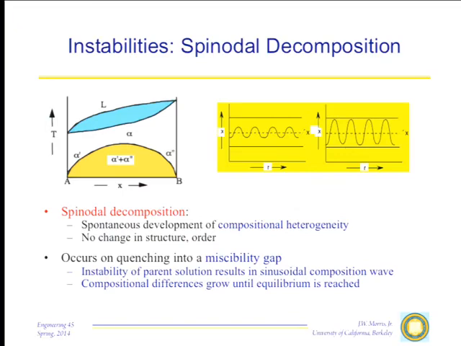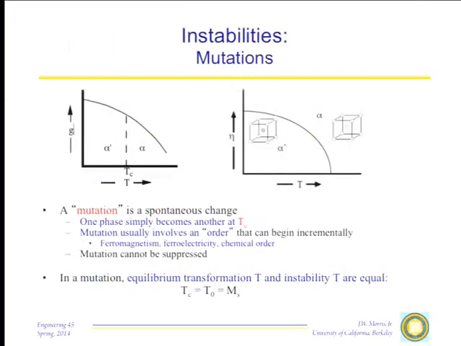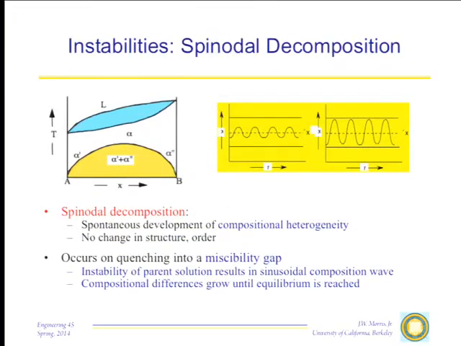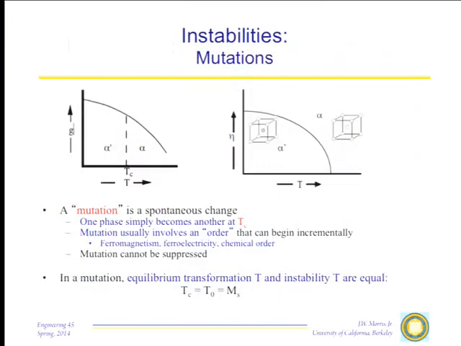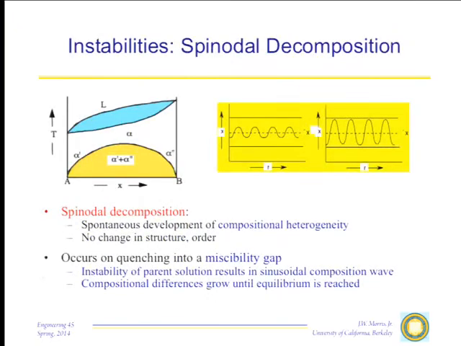The structure stays the same, the state of order stays the same, the only thing I change is the composition. Finally, there can be changes in the state of order. They can happen as first order transformations or, well, let me say, there can be transformations in the state of order. I haven't shown an example here, but you can get ordering instabilities as well, in which order spontaneously develops in an isolated solution.